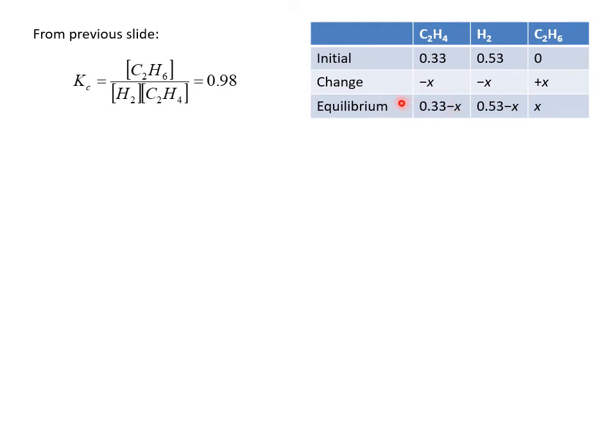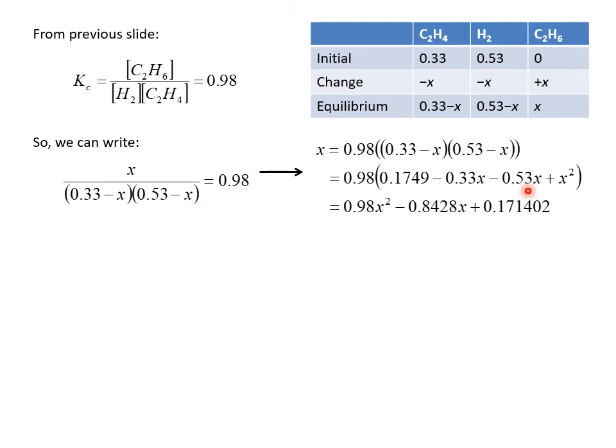So this value here, 0.33 minus x, is going to go in place of this concentration of C2H4. This value here, 0.303 minus x, is going to go here, and x is going to go on the top. So that's what we've done here. Okay, now what you have to do is quite a long-winded process, but the first thing we're going to do is multiply the denominator. So this is both things in brackets. We're going to take this and put it up here. Okay, so we can say x is equal to all of that, and then we can multiply out the brackets.